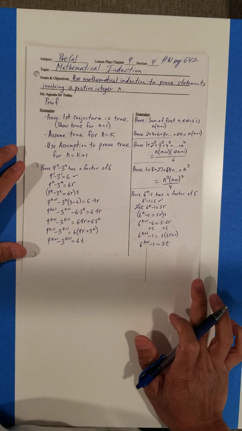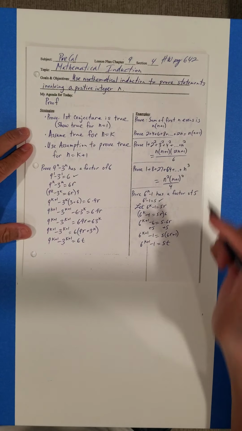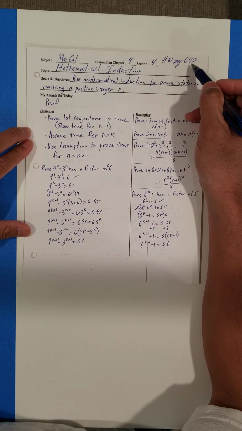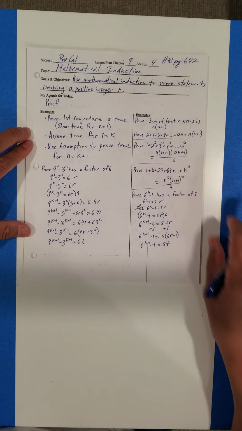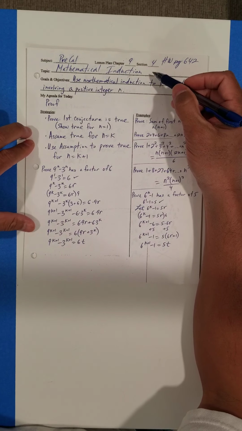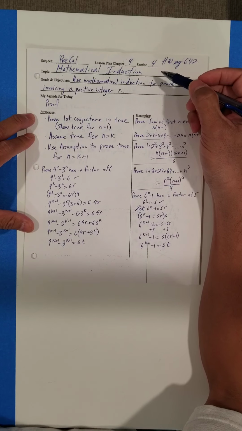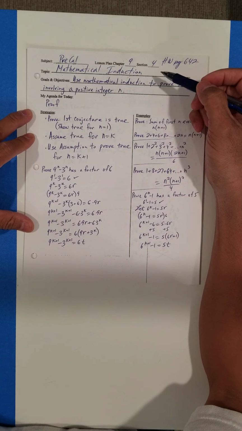All right, guys, here we go. Pre-calculus, chapter 9, section 4, homework page 642. Now, this section has to do with math induction. It's one of the more challenging lessons we have in pre-calculus.